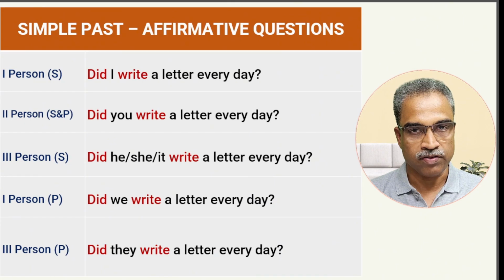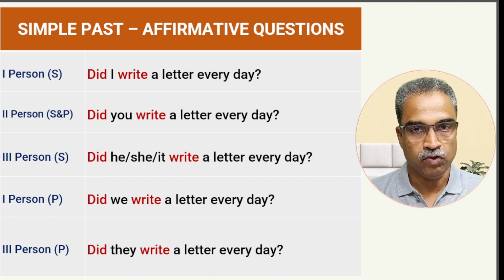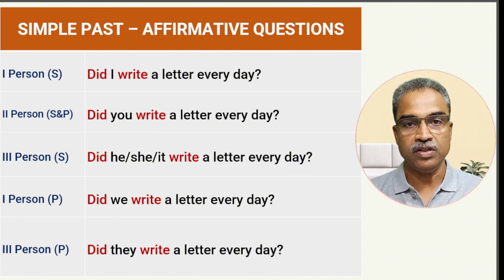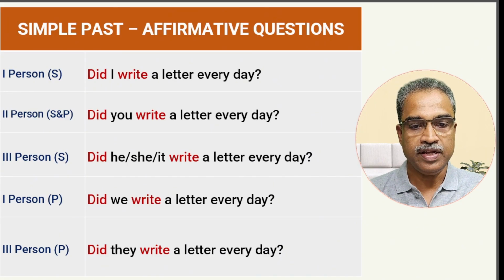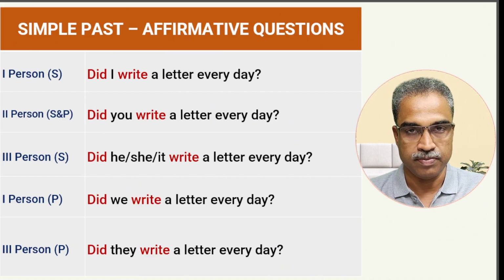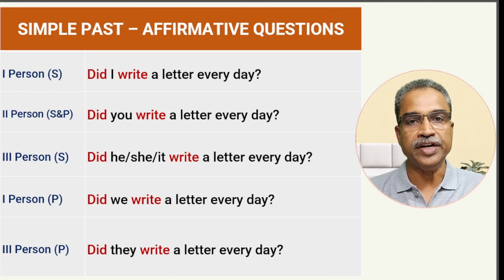So did, the auxiliary, I, the subject, then the main verb in the V1 form, the root form, V1. Remember, because we learned in the negative statements in the simple past that since we use did, the main verb will always be used in the V1 form. We are following the same thing here as well. So it should be, did I write a letter? Never ask, did you wrote a letter, which is wrong. Grammatically, the correct one is, did I write a letter every day?